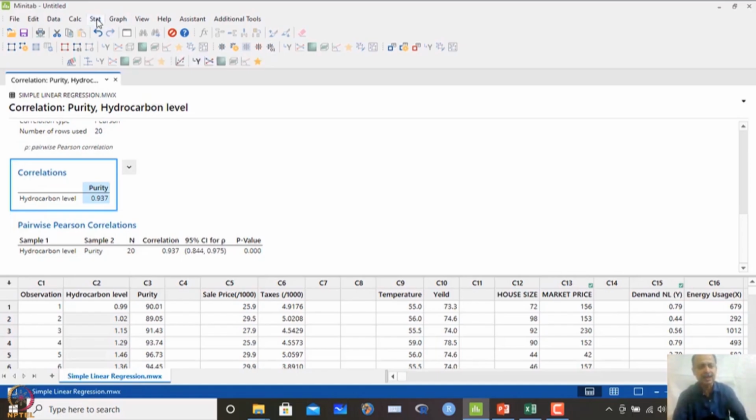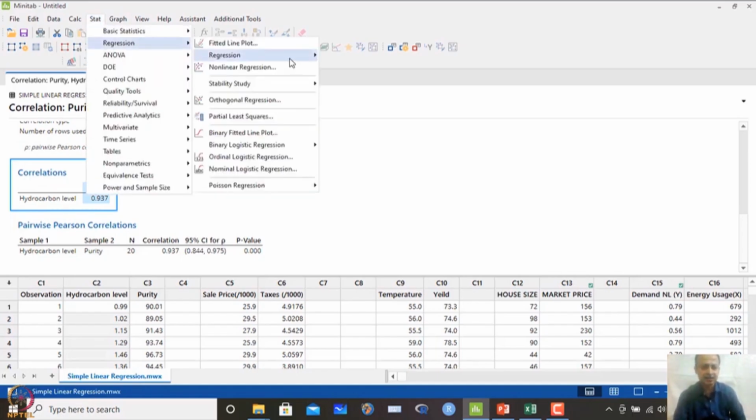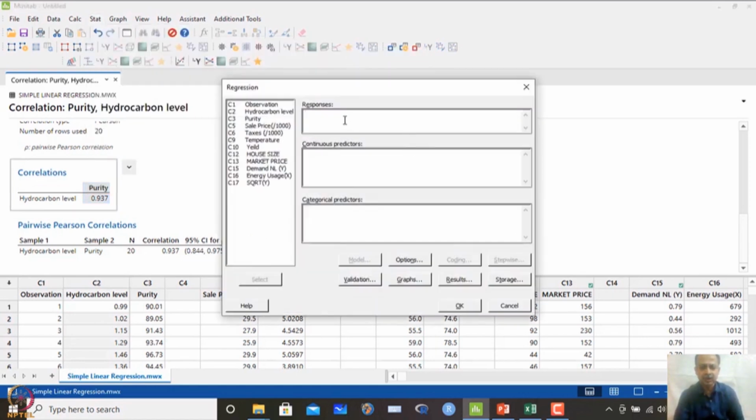If this is so, then I can develop the regression equation. So, let us develop it. I go to Stat, then Regression, then Fit Regression Model. It will ask what the response is; I say purity is the response. What is the continuous predictor? I have hydrocarbon. There is no categorical predictor here. That is also possible to incorporate, but we will not go into those complexities now.